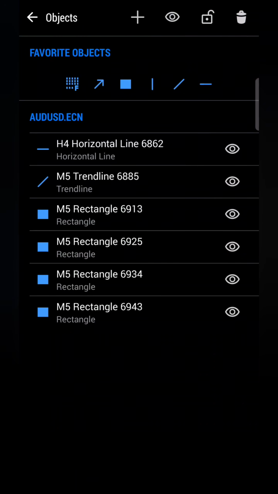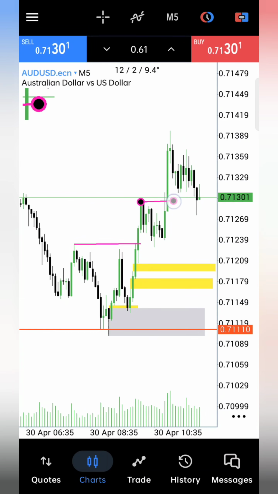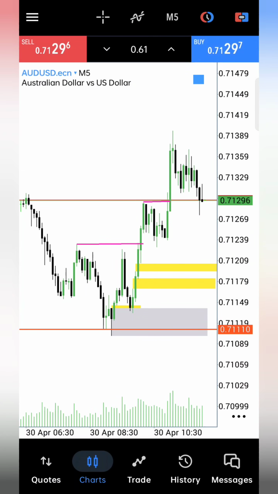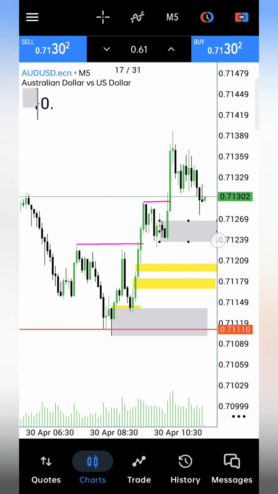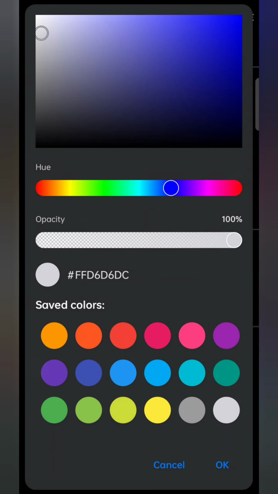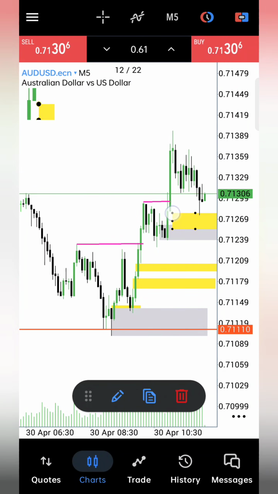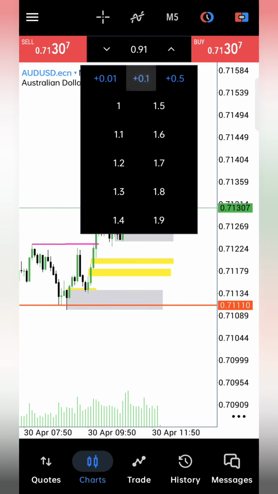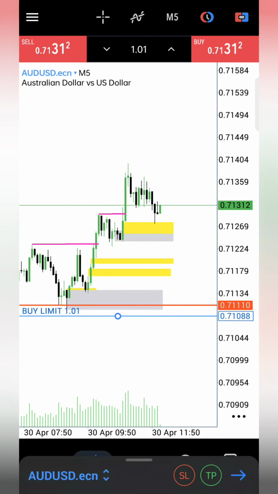Here you can also see that after forming the change of character, the price consolidates for a while, and then breaks out again, creating a break of structure. And this is the order block zone formed during the break of structure. And this is the imbalance area that price is either filling now or is already filled. So from here, I'll start placing my pending orders from the confirmation zone, which is the break of structure area.